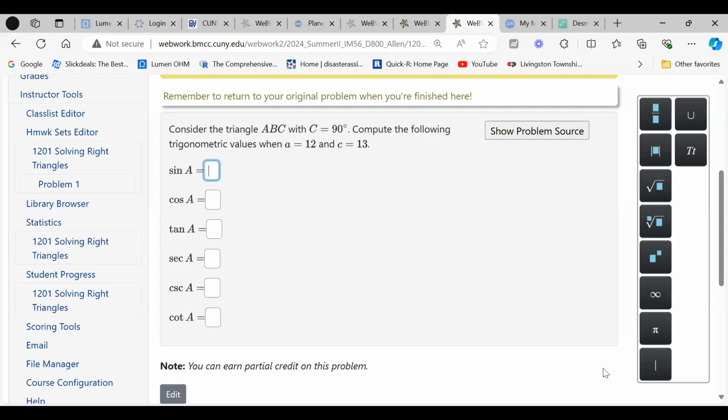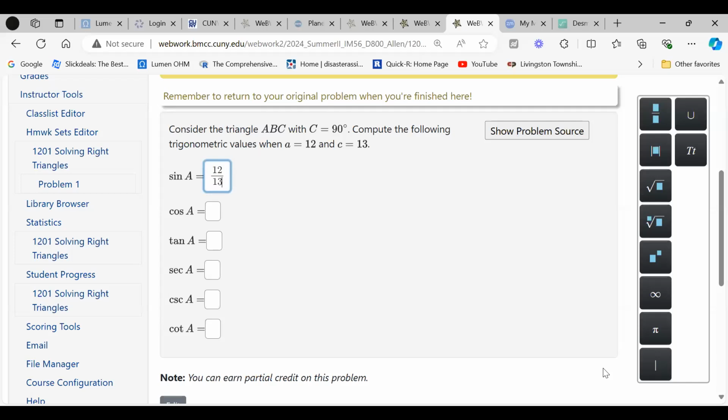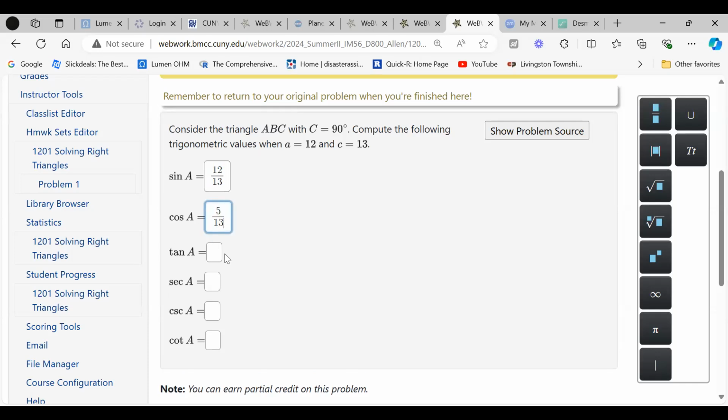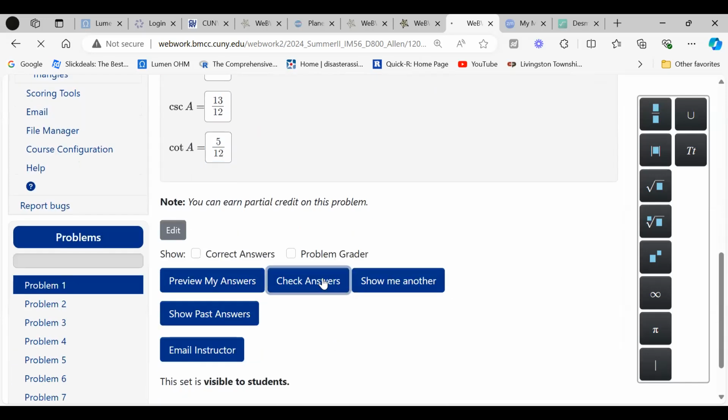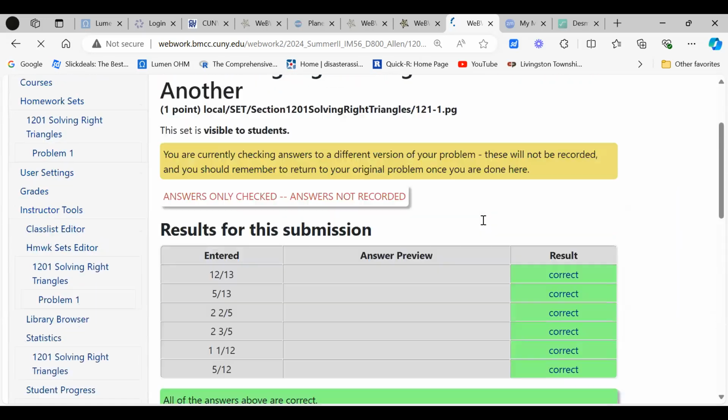So sine A is 12 over 13, cosine A is 5 over 13. Tangent is sine over cosine, 12 over 5. Secant is the reciprocal of cosine, 13 over 5. Cosecant is the reciprocal of sine, 13 over 12. Cotangent is the reciprocal of tangent, so 5 over 12. That should do it, it's all good.